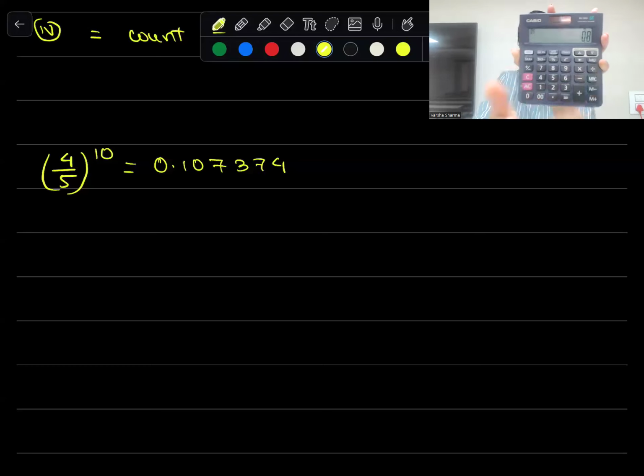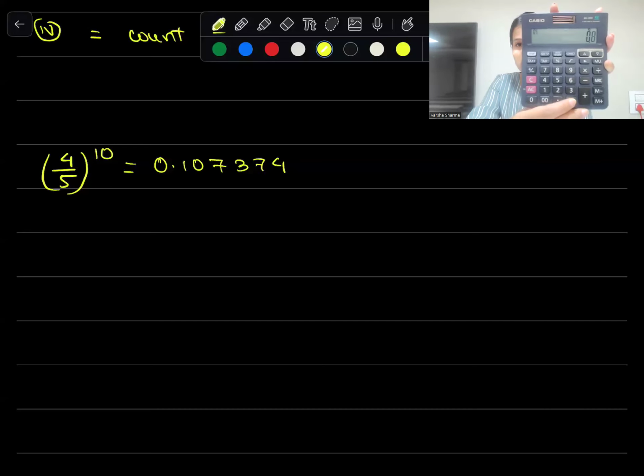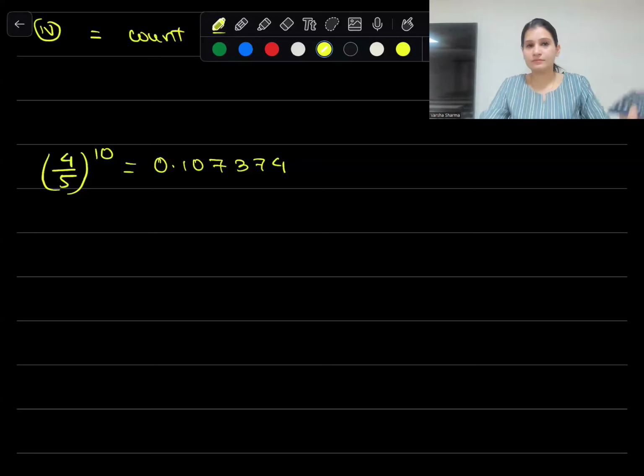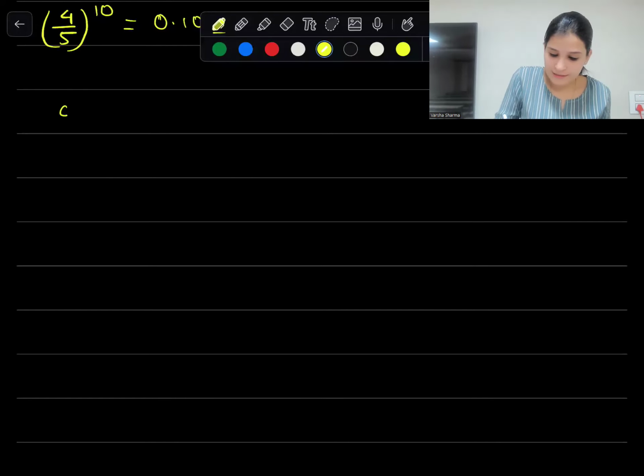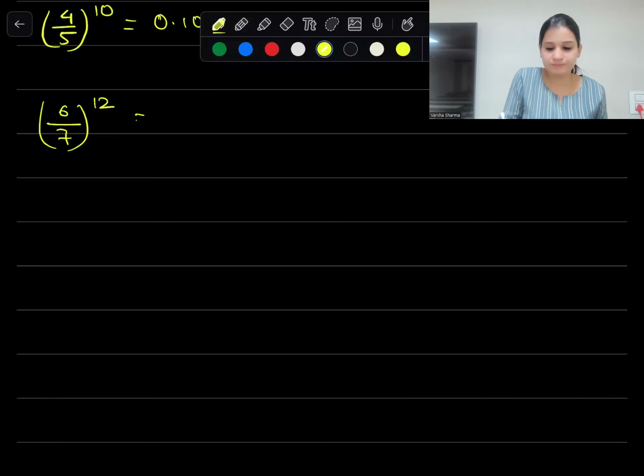Now press multiplication once or twice according to your calculator. Press equal to and start counting from 2. So 2, 3, 4, 5, 6, 7, 8, 9, 10. Have you got this answer? Yes, ma'am. Fine. Next, 6 divided by 7 raised to the power 12.